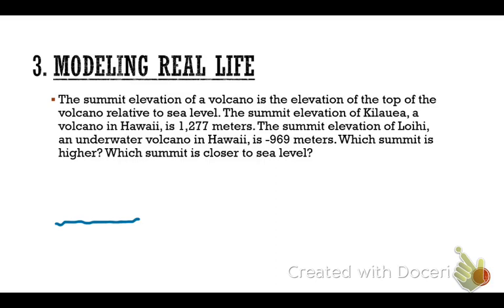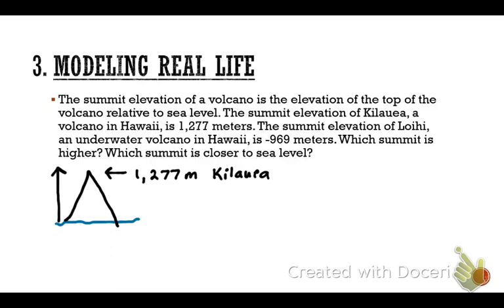Reading on, it says the summit elevation of Kilauea, a volcano in Hawaii, is 1,277 meters. So just kind of, once again, to help us with a visual, it is above the sea level because it's positive. Okay, so what was the elevation of that? How many meters? 1,277 meters. And that was Kilauea. So let's just go ahead and mark it right here so we know which one that is. All right, is that in a positive or a negative direction? Positive. It's above the ground, so we know that that was positive.